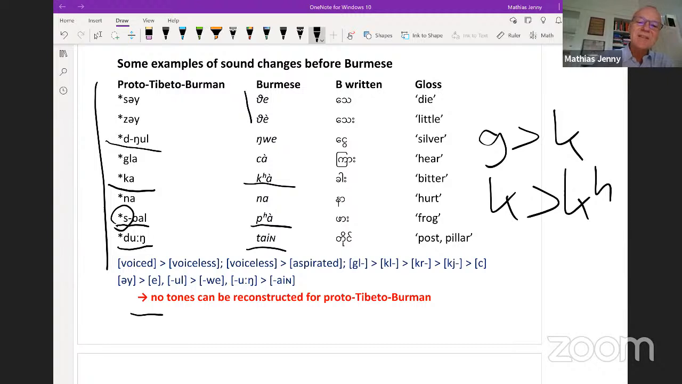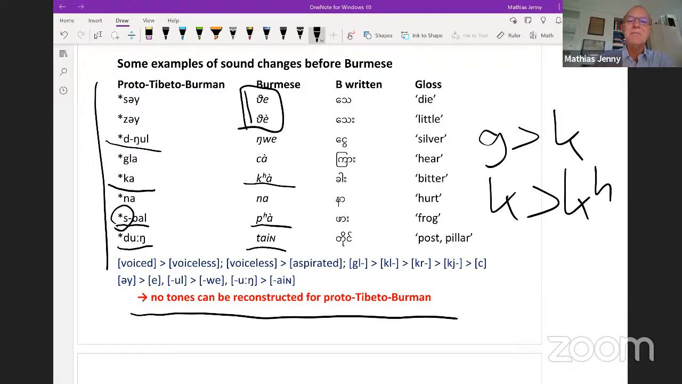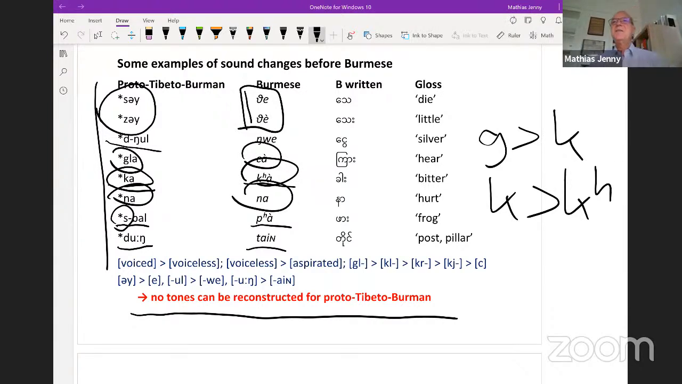One important point is we cannot reconstruct tones probably for Proto-Tibeto-Burman. We come back to Burmese tones later, how they probably originate. You can see here de and de. There is nothing here that would make a tone. And gla becomes cha, ga becomes ka, but na is na. So there is nothing tony probably in the proto language. We come back to this later.